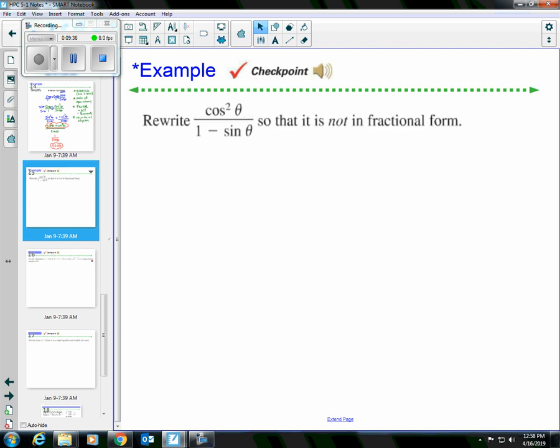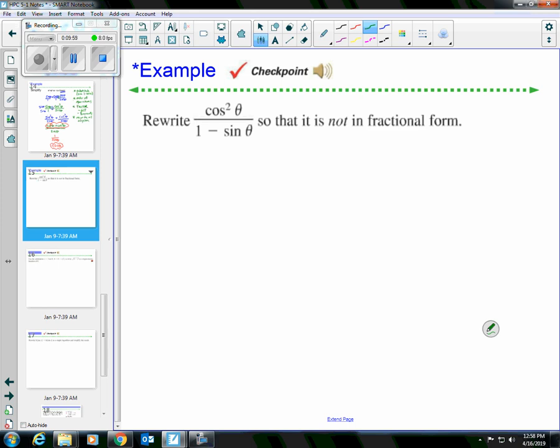So look at what it's asking you to do. They want you to rewrite that fraction so that it's not a fraction anymore. In other words, see if you can reduce this so it's no longer a fraction. Well, why might they ask you to do that? Well, sometimes it's way easier, right? To not have to deal with a fraction, to be able to have something that's just an easy expression to be able to work with.